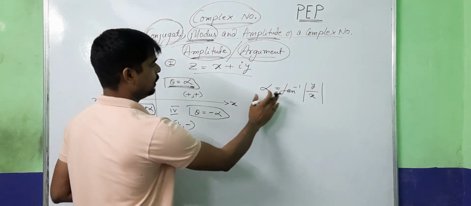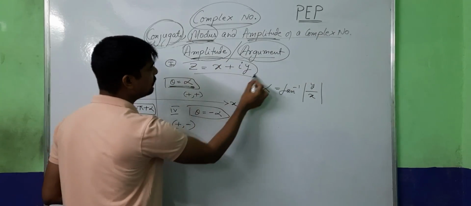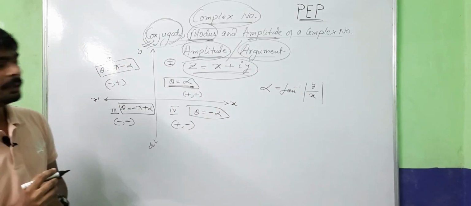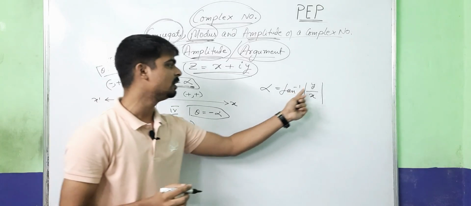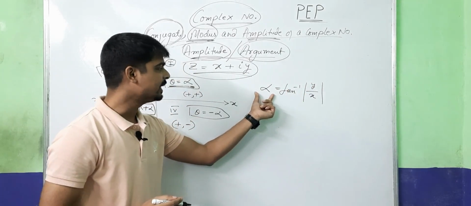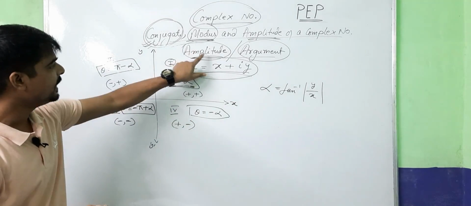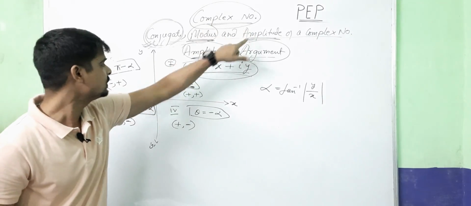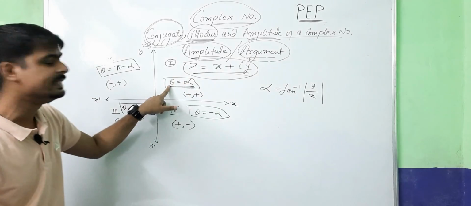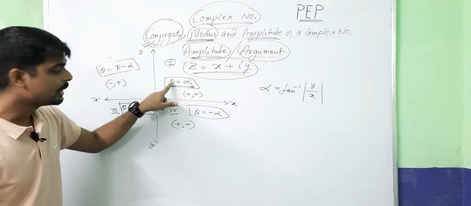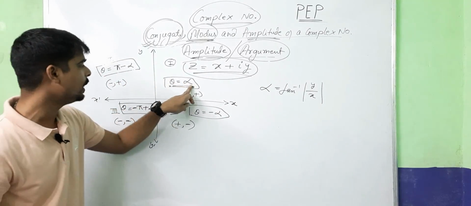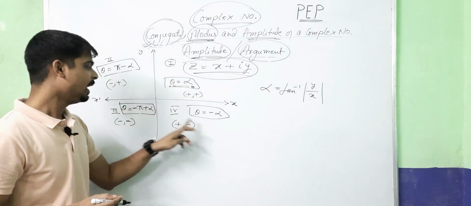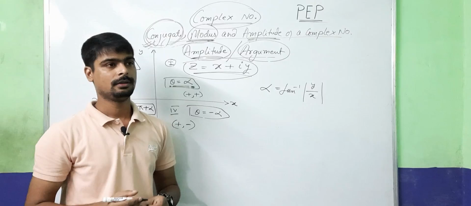This is the formula. When the complex number is z is equal to x plus iy, then alpha is equal to tan inverse y by x. And when we calculate alpha, we can easily find the amplitude or argument, which is theta in a complex number. And we get four values of theta. Theta is equal to alpha, theta is equal to pi minus alpha, theta is equal to minus pi plus alpha, and theta is equal to minus alpha.